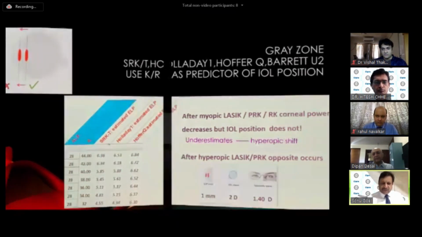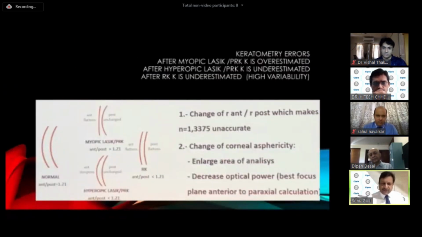If you see the picture on the left side, we always know that between the anterior and the posterior curvature, there is always a fixed ratio. When you do a myopic ablation, the anterior and posterior ratio changes and it increases by a certain factor. When you're doing a hyperopic LASIK, you are steepening the anterior surface, so anterior by posterior goes down, the ratio goes down. And when you're doing an RK surgery, there is a flattening of both the anterior and the posterior surface. So there is both a change of the ratio and a change of the corneal asphericity, and that contributes to the error that we have.